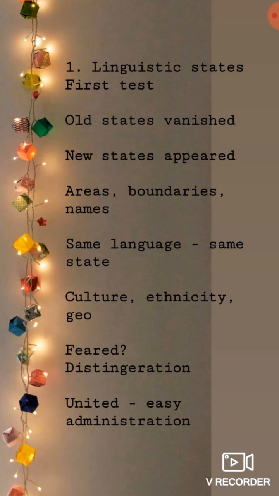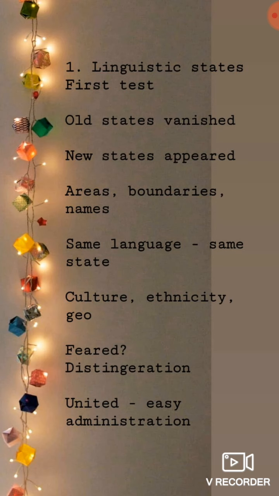The first major test for the federation was linguistic states. Many old states disappeared and it gave rise to new states. Areas, boundaries and names of the states were changed. And the people speaking the same language were made to live in the same state. But not all the states are based on the linguistic policy. Some states are formed based on culture, ethnicity and geography. What are the examples for it?